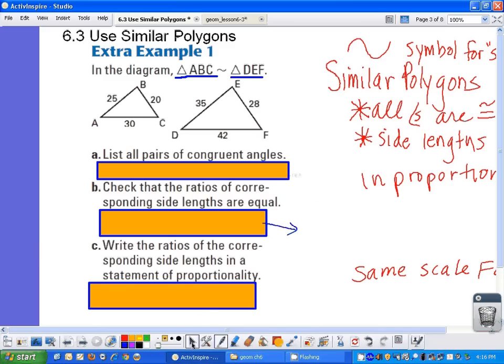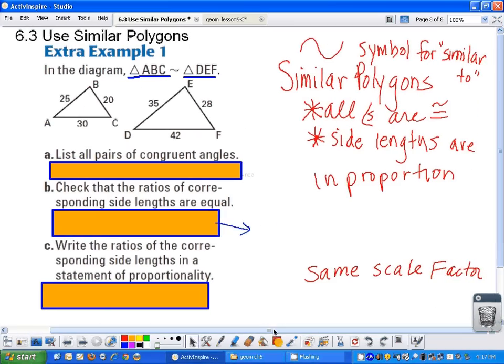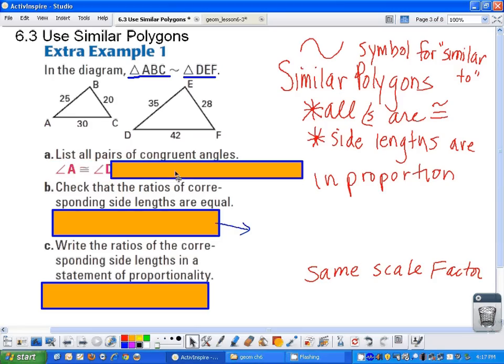So first, they've asked us to list all the pairs of congruent angles. So we know that in similar polygons, all corresponding angles are congruent. So we can list that. Angle A is congruent to angle D. And we go around. They're listed in order, so A was first on this triangle and D's first on that one. That means those are corresponding angles.